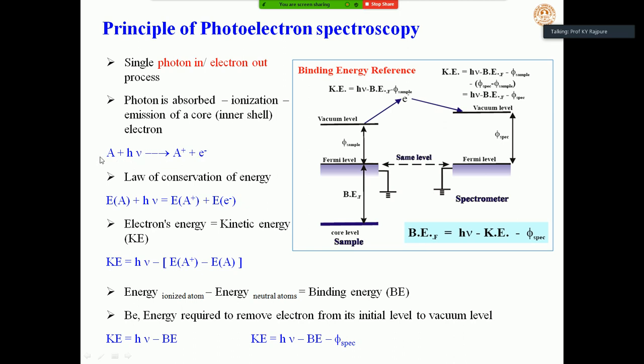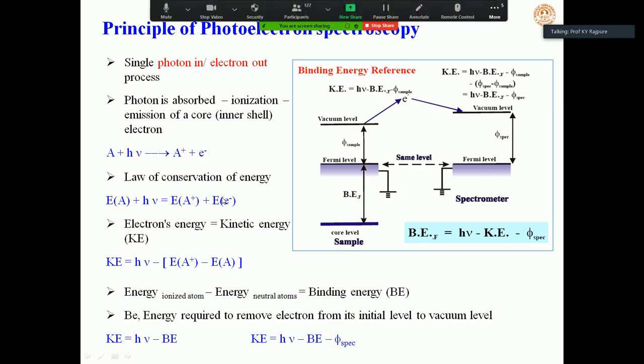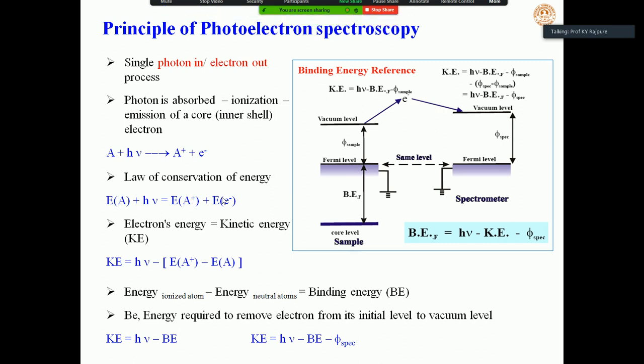Now if you write the energy equation for this reaction, the law of conservation of energy requires that the energy of the atom plus the photon energy should be equal to the energy of the ion plus the electron energy. But what kind of energy would the electron carry? If it is moving, if it leaves the surface of the material, then the only energy carried by the electron is the kinetic energy. So the electron energy would be kinetic energy.